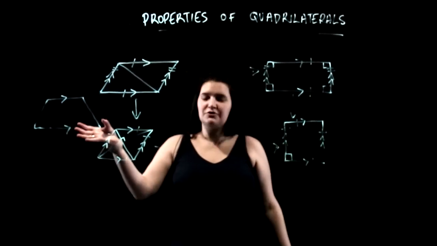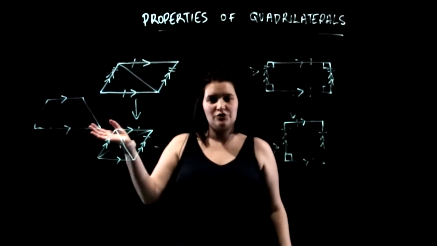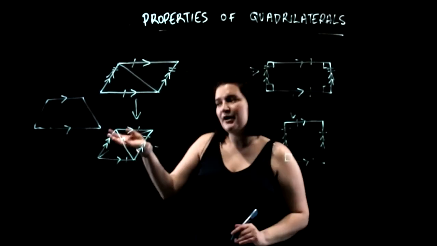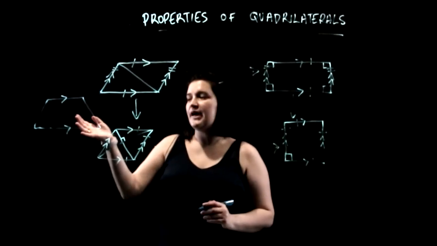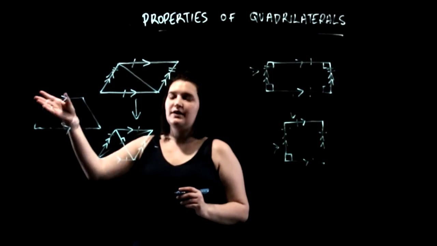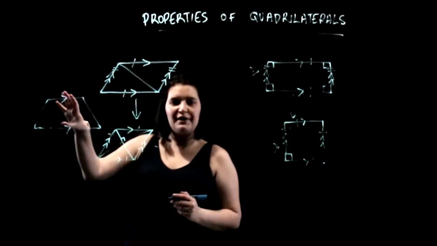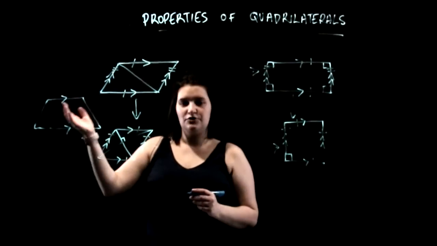Okay, another quadrilateral which we've studied is the trapezium or trapezoid. So that's defined by only having one pair of parallel sides. So if it had two pairs, then it would be a parallelogram, but it's got one pair of parallel sides, so it is a trapezium.